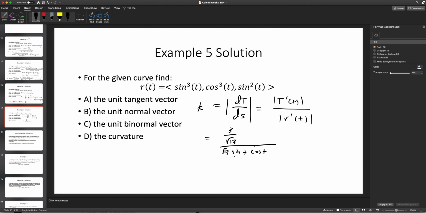Okie dokie, so this is what we have. You can think of this as one big fraction if you want. You have a fraction here, you have a fraction there, you can flip and multiply it. So you're going to have 3 over 13 sin t cos t. That's kappa. That will give us the curvature for any t on this curve. So you can have t be pi over 4, for example, and compute the curvature.